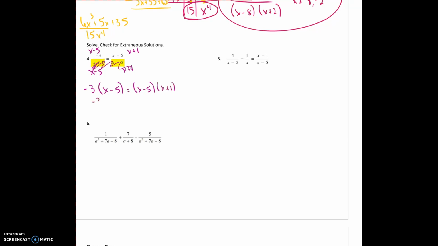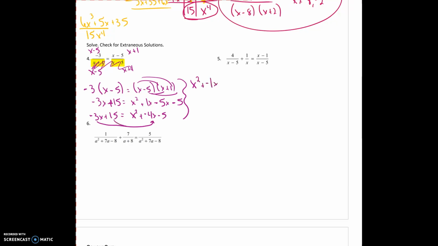I'm going to clean this up, distribute my negative 3. It's a plus. Distribute over here, I'm going to get x squared plus 1x, then I'm going to get a minus 5x and minus 5. And with more than one type of x, I'll need to get everything to one side and factor. So just real quick, cleaning up the right side, it'll be x squared plus negative 4x minus 5. And so what I'm going to do is add the 3x to join this. So I'll have x squared, and then I'll have a negative 1x, and then I'll subtract the 15 to join the 5, so then I'll have minus 20.